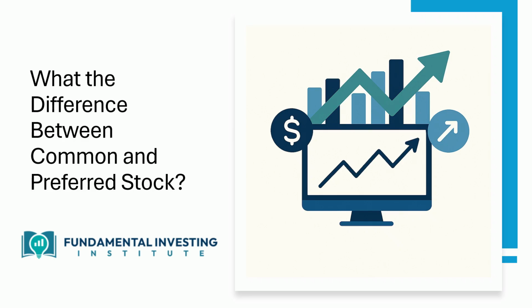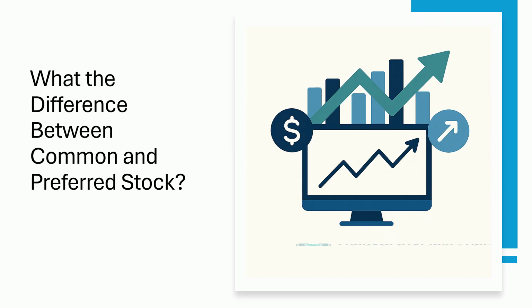There are two basic types of stock that a company can issue. These are called common stock and preferred stock. But there are some key differences between these two types of stock.